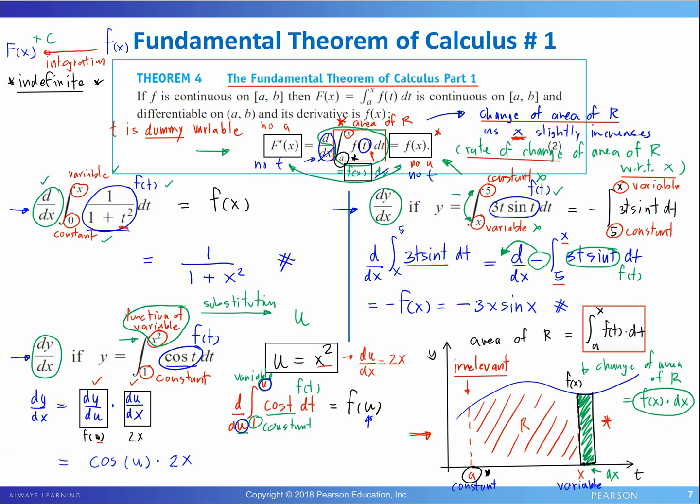As you can see here, we want to find dy by dx, which means that our answer is supposed to have x in it, not u. So we cannot leave this u right here. u equal to x squared. So in the end, we have 2x times cosine of x squared as our final answer for this example.